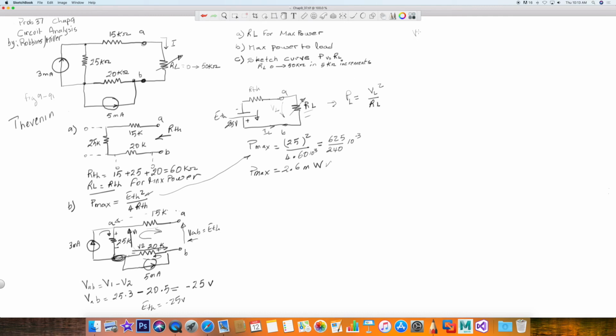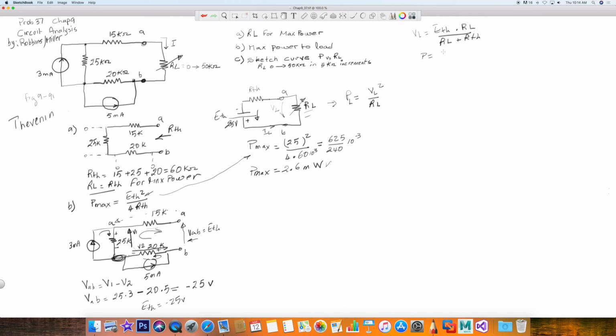So we know that VL is going to be equal to ETH times RL divided by RL plus RTH, right? So this is a simple voltage drop between A and B. RTH and RL are in series, so you could use the voltage divider rule. So let's substitute that in PL.